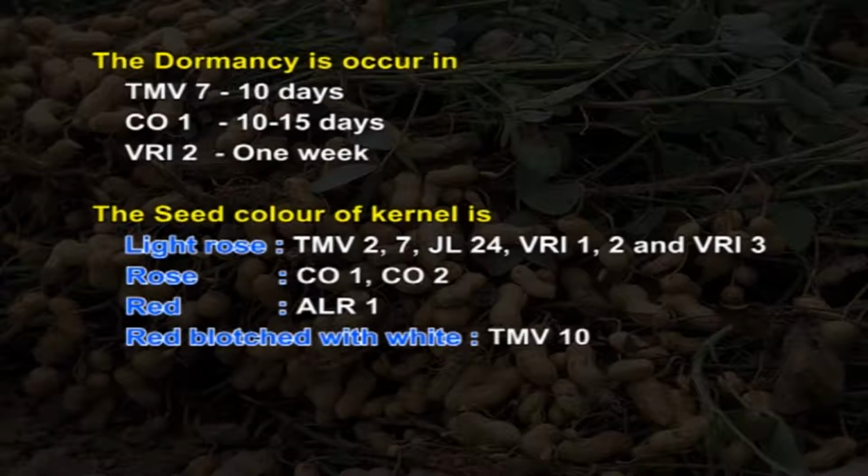The seed color of the kernel varies according to the varieties. Here the light rose in case of TMV 2, 7, JL24, VRI 1, 2 and 3. Rose color in case of CO1 and CO2 and red color in case of ALR1. Red blotched with white in case of TMV10.